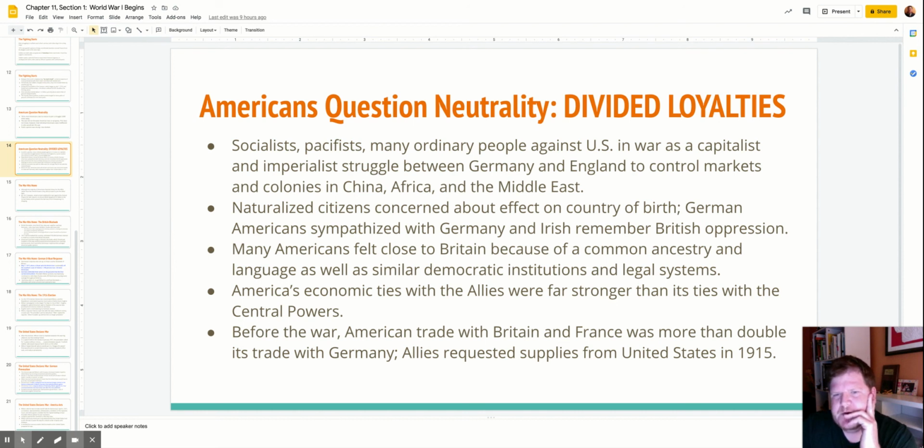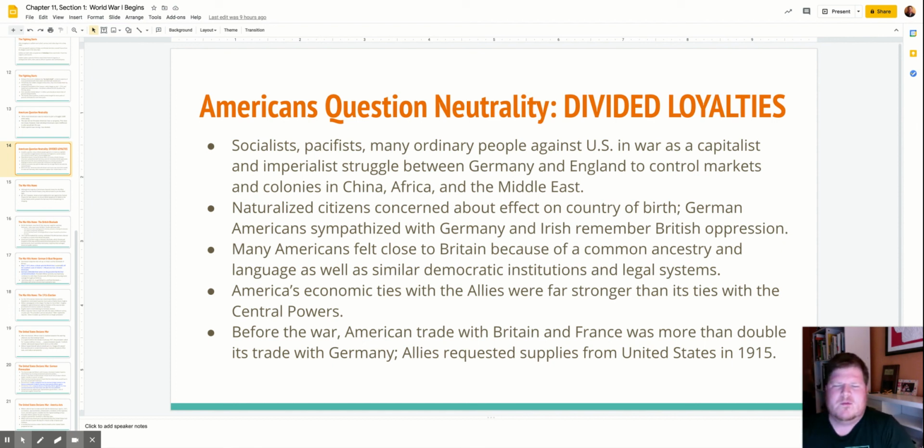A lot of naturalized citizens were concerned about the effect on their country of birth. We see German Americans sympathize with the Germans, and Irish remember British oppression. So a lot of them are like, yeah, Britain can go. They didn't like them. But many Americans were very close to Britain, and we're starting to see a commonality because of language and because of our legal systems, our history together. So America kind of sided more with the Allies economically. And so this changes our ties with the Central Powers, and the Central Powers take note and go, we're going to remember that.